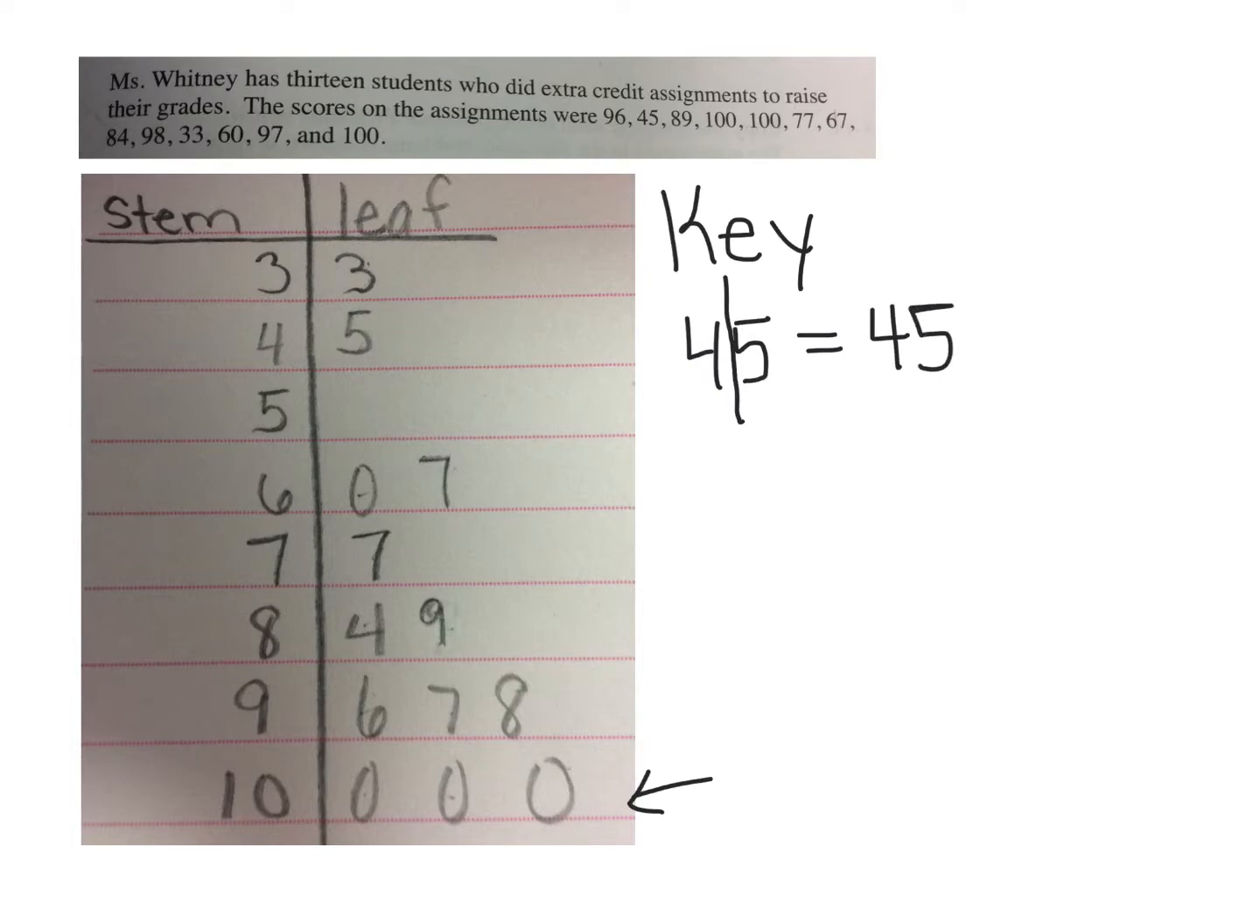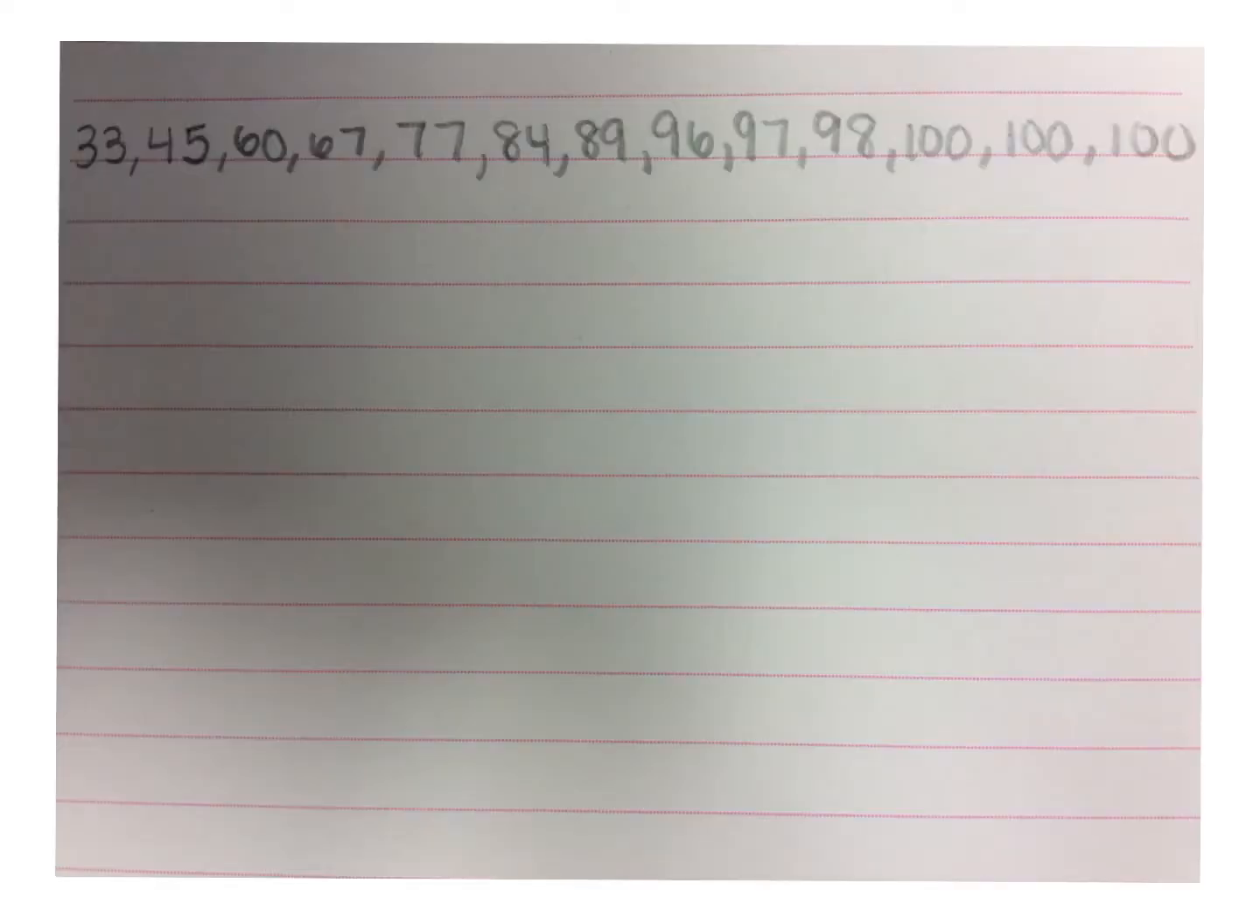All right, we're going to move on to box plots. When you're going to make a box plot, the first thing you want to do is list your numbers from least to greatest, and you want to make sure that they all fit on one line. So go ahead and pause the video and copy down these numbers from least to greatest.